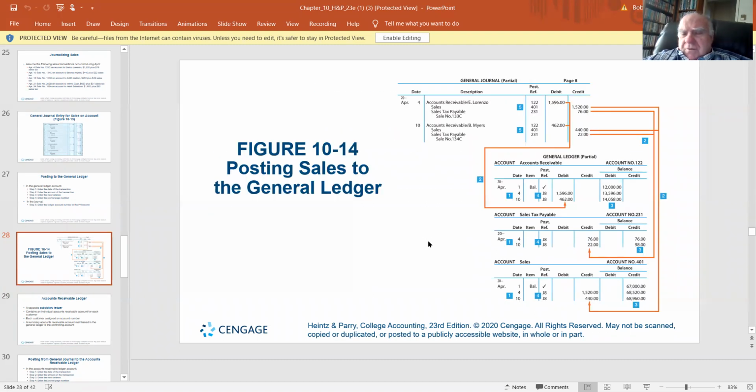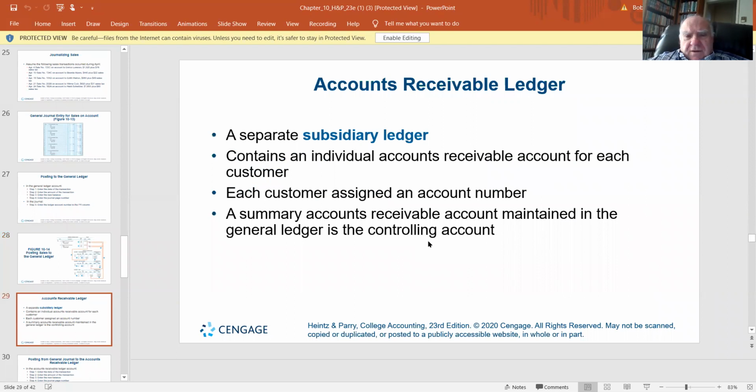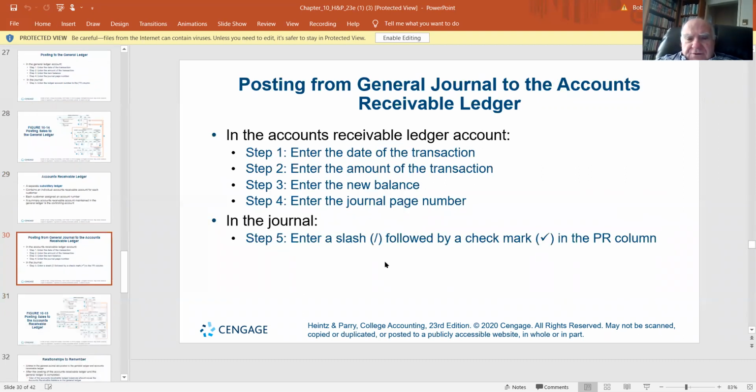Well, take a look at your general ledger. You're going to see that the AR ledger, the accounts receivable ledger, the subsidiary ledger, looks exactly the same, except it's just going to contain only the AR numbers. So let's take a peek. It's a subsidiary ledger. It contains individual accounts receivable numbers for each customer. Each customer has an account number and a summary account exists. So just like you posted to the general ledger, you're going to look at this and say it looks very familiar.